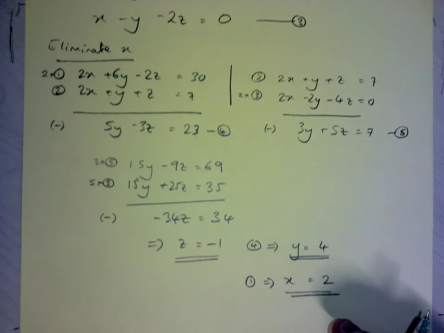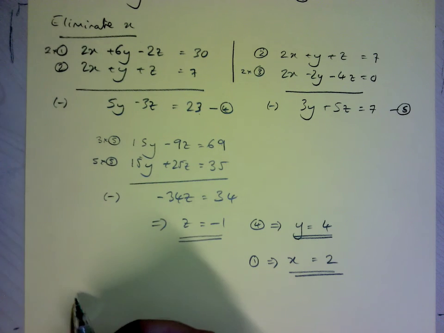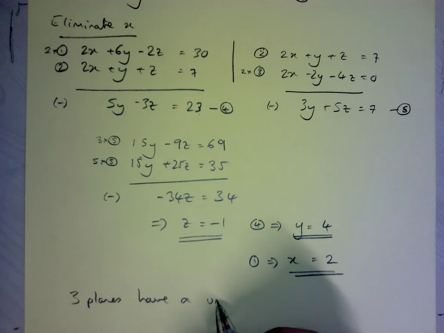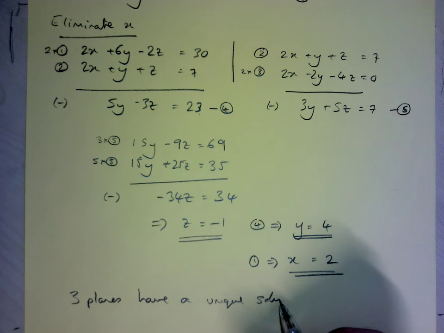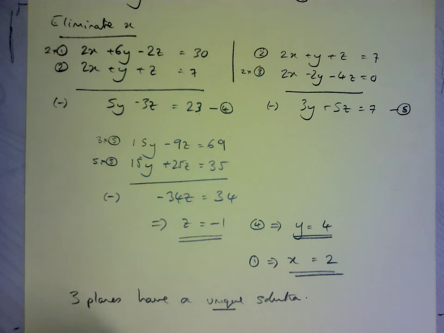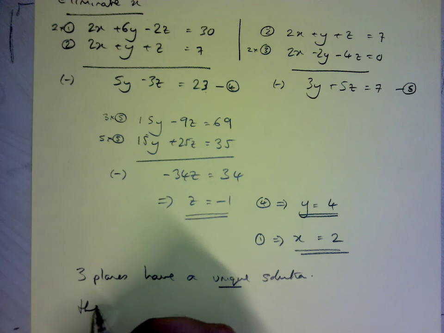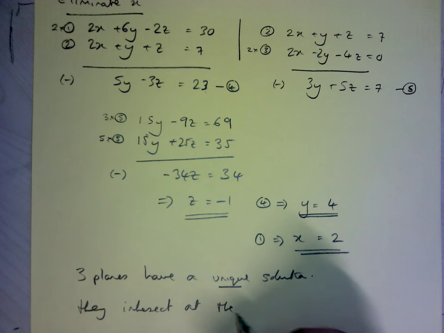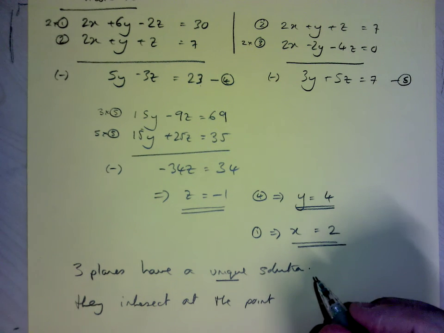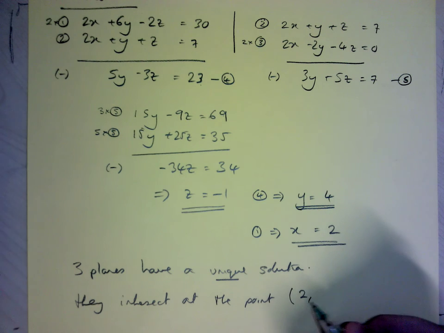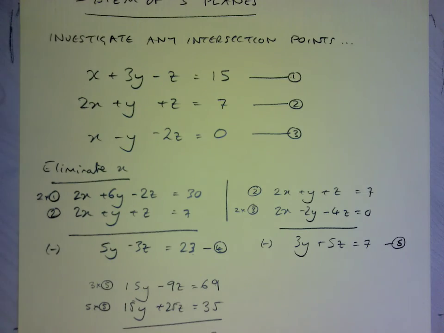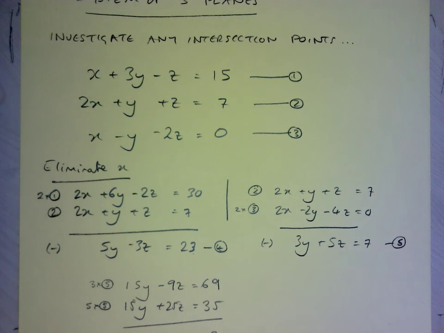So what I've found here is that these three planes have a unique solution. There's only one solution. They intersect at a point, and I've also found, of course, the coordinates of that point, which is 2, 4, minus 1. So I found out by doing that systematic investigation the geometric relationship between these planes.